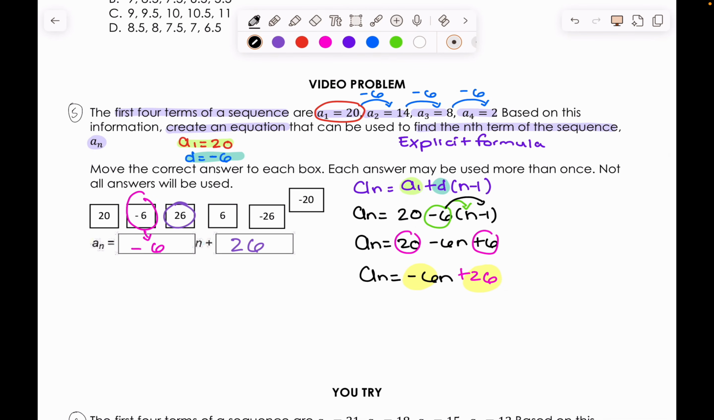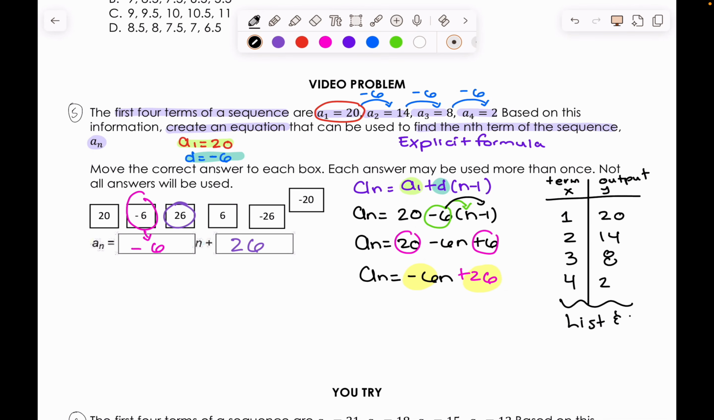Remember, an arithmetic sequence is the same thing as a linear equation. So you can create yourself a table. This is the term and this is the output. Think about it that way, so your x and your y. My first term is 20. My second term is 14. My third term is 8. And my fourth term is 2. Now, when we get a table, what can we use? Lists and spreadsheets, right?